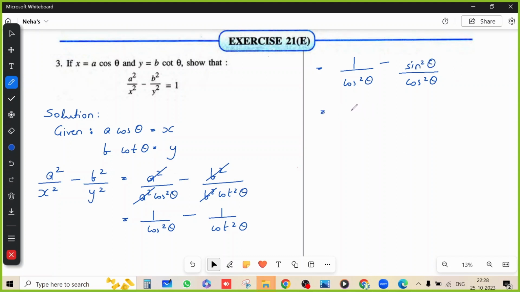So this will become 1 minus sine square theta, and the denominator is equal to cos square theta. Now we know from the trigonometric formula that 1 minus sine square theta is equal to cos square theta. So it will get cancelled out now, and this will give us 1, which is equal to the RHS, and hence we have proved that the left hand side is equal to the right hand side.